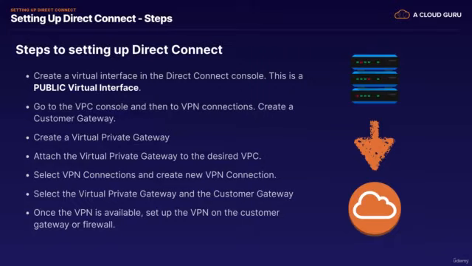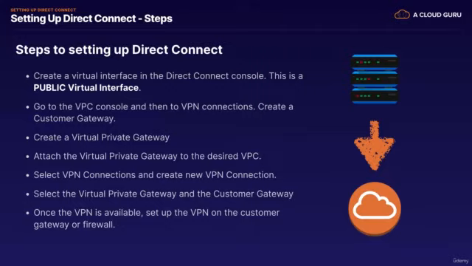It's very much like attaching an internet gateway to the VPC, but instead of an internet gateway, it's a virtual private gateway and you attach that to the VPC. Then you go down to select VPN connections and you create a new VPN connection. And then you select the virtual private gateway and the customer gateway that you set up earlier in step 2. And then once the VPN is available, you set up the VPN on the customer gateway or firewall.